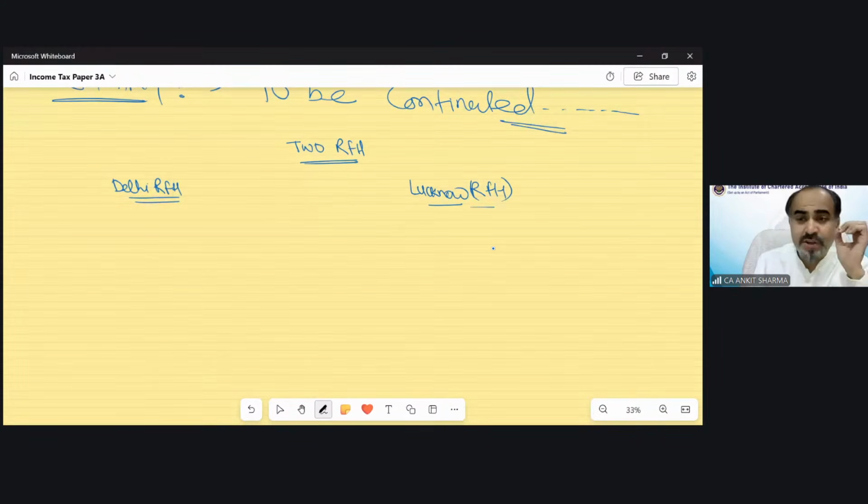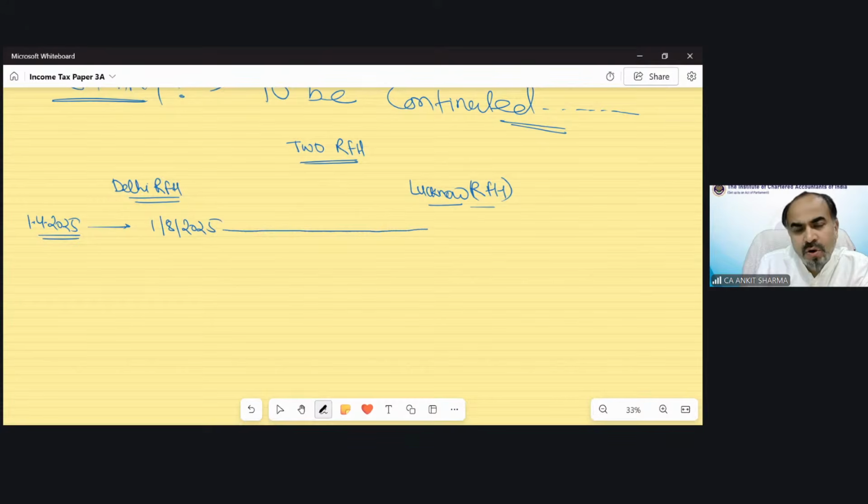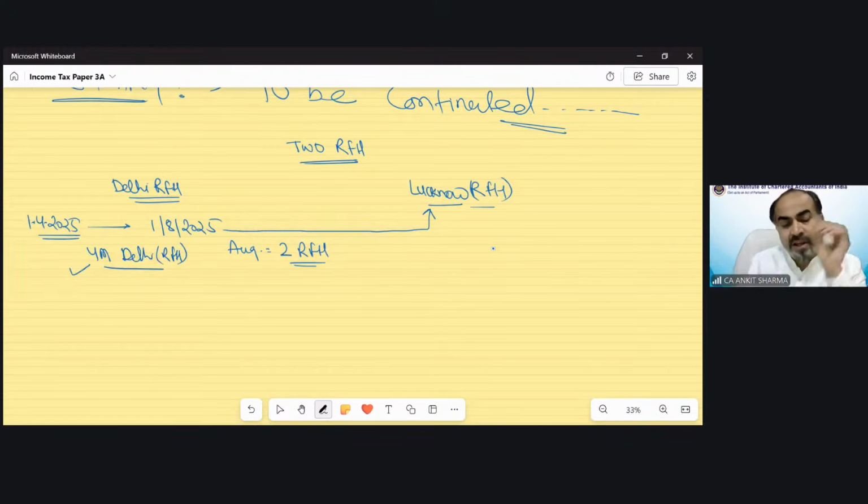for the first 90 days, suppose you are working from 1st April 2025 in a Delhi rent-free house, and on 1st of August your job has been transferred to Lucknow and you got a rent-free house. So technically from August, you are having two rent-free houses. April, May, June, July, for 4 months, you are having only the Delhi rent-free house. So there is no problem. You need to calculate the rent-free house value for 4 months accordingly, whether it is owned or rented, whatever it is. The problem will arise from August, and you vacate the Delhi rent-free house.